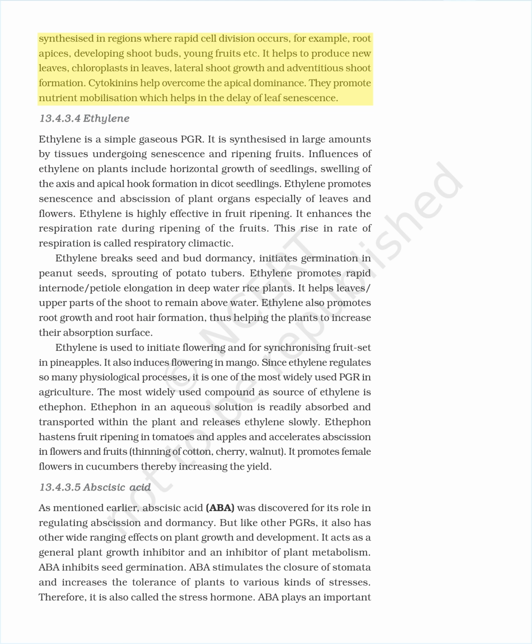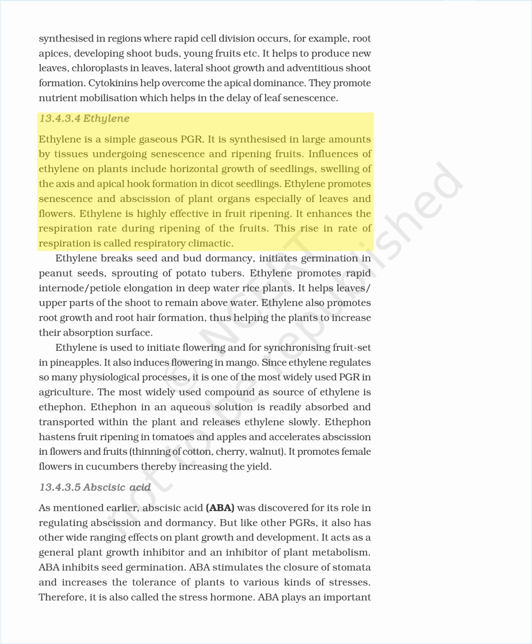synthesized in regions where rapid cell division occurs, for example, root apices, developing shoot buds, young fruits etc. It helps to produce new leaves, chloroplasts in leaves, lateral shoot growth and adventitious shoot formation. Cytokinins help overcome the apical dominance. They promote nutrient mobilization which helps in the delay of leaf senescence.